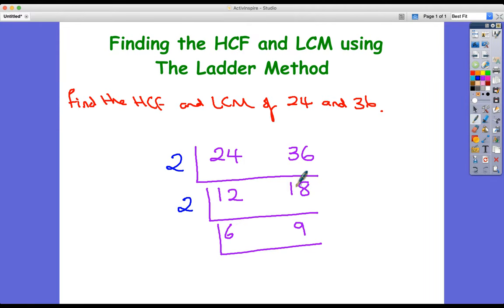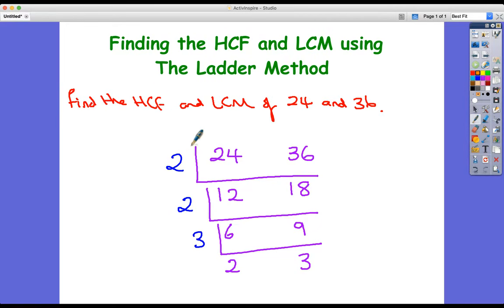So what's the lowest prime factor of both of these numbers? Let's go along from 2. It should be 3. They're both multiples of 3. And we ask ourselves the same question again. How many 3's go into 6? 2. How many 3's go into 9? That's 3. And we stop there because we've got 2 prime numbers at the bottom. As soon as we get to 2 prime numbers at the bottom, we finish the ladder method.